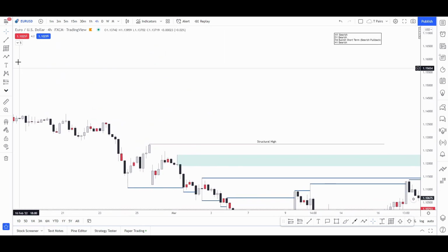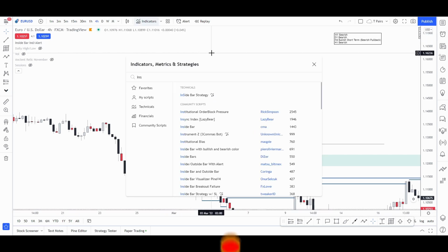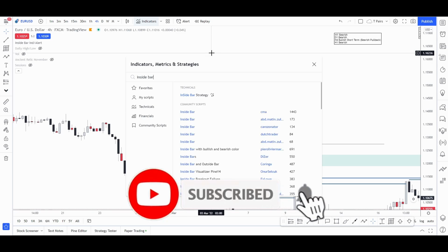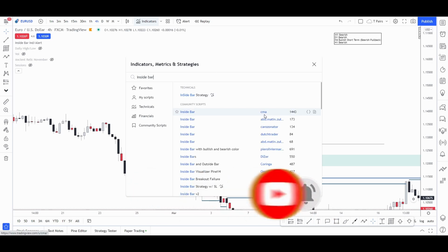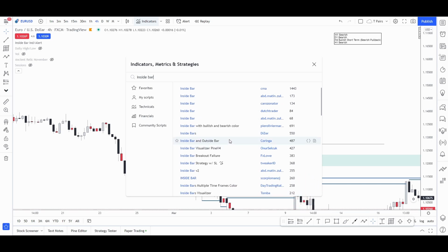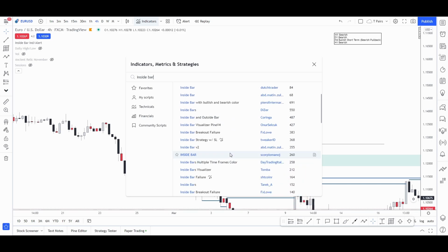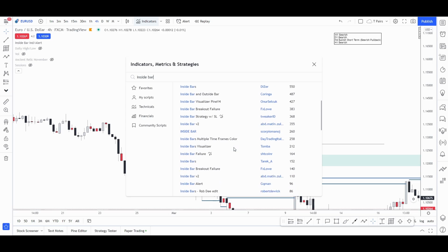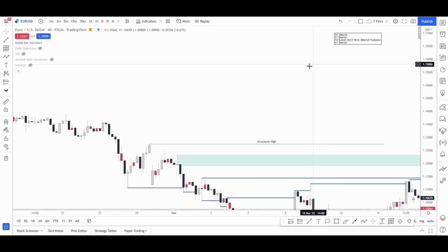So to answer the first question, the indicator is just inside bar ind/alert. There's quite a few indicators that you can get, so just type in inside bar. Oh look, there's a strategy as well. If someone wants to use that, you can use this one. I think I used to use this one in the past. It doesn't really matter as long as it shows up an inside bar. You just want to be able to spot them.